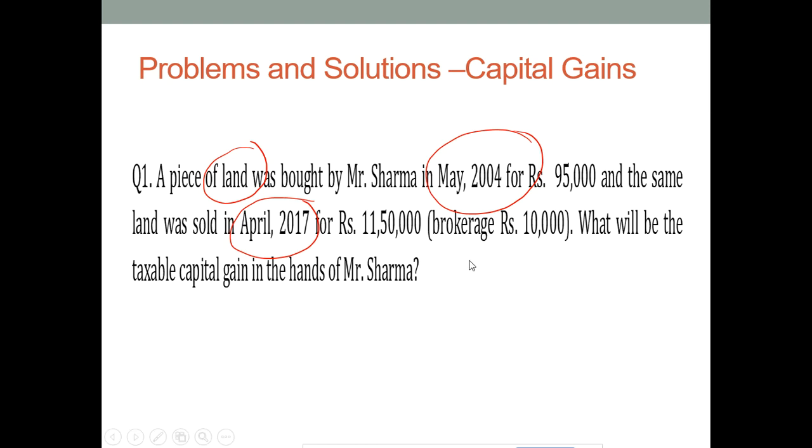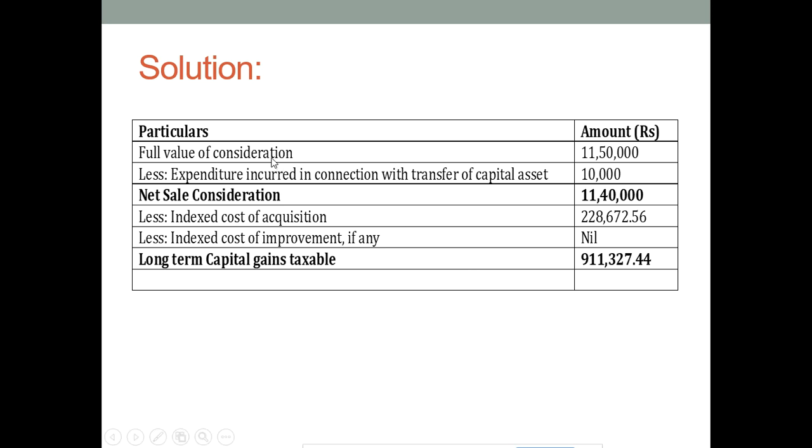So let's see how the tax is being charged. Full value of consideration is 11,50,000, but the expenditure incurred in connection with transfer of the capital asset is 10,000. So net sale consideration is 11,40,000. Now, as it is a long-term capital asset, we will calculate the indexed cost of acquisition.